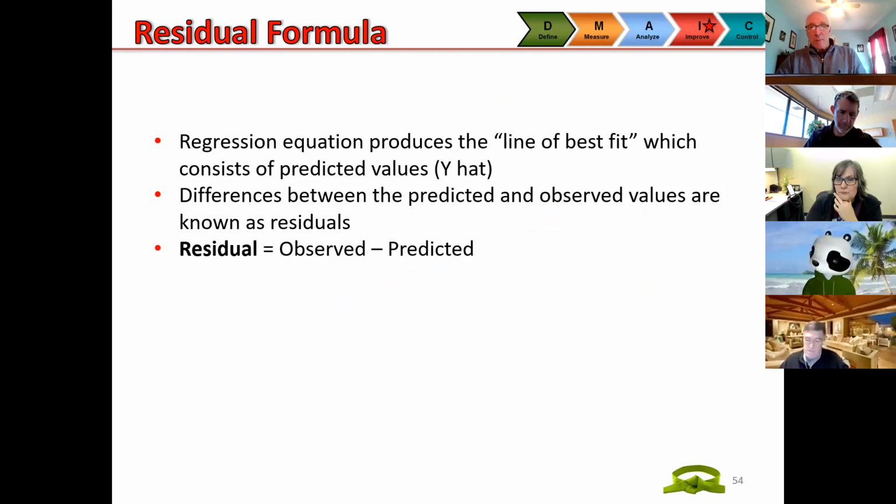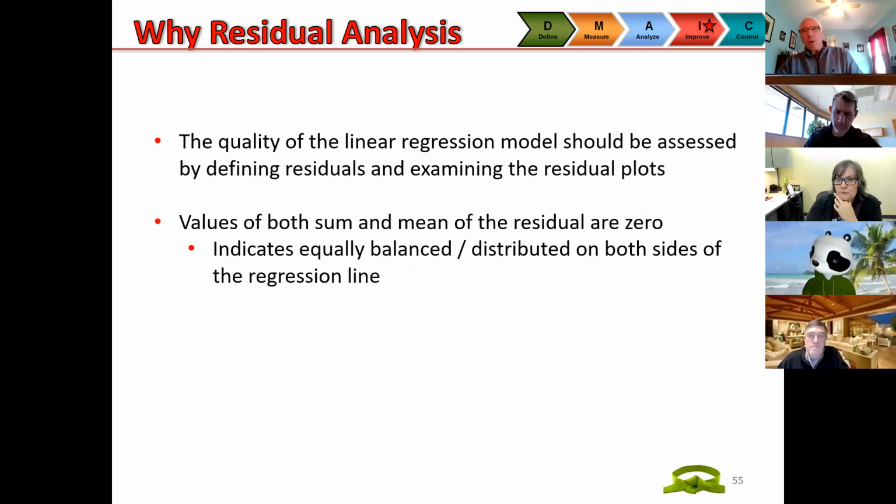So the regression equation produces the line of best fit. Differences between the predicted and observed are known as residuals, and residuals equal observed minus predicted. It's just a way of knowing my ability to predict. I know my process is totally in control if I can predict using it. The quality of linear regression models should be assessed by defining residuals and examining residual plots. And the values of both the sum and mean are 0.